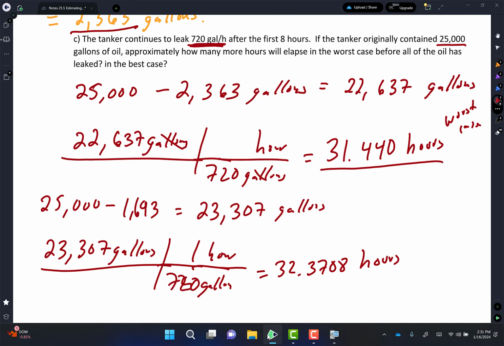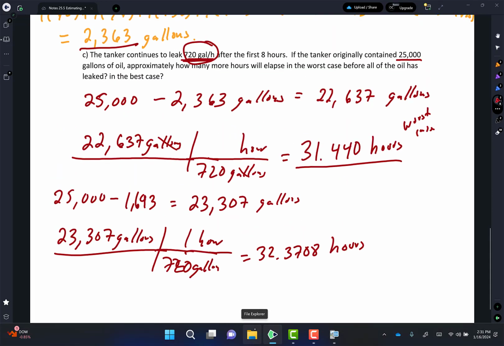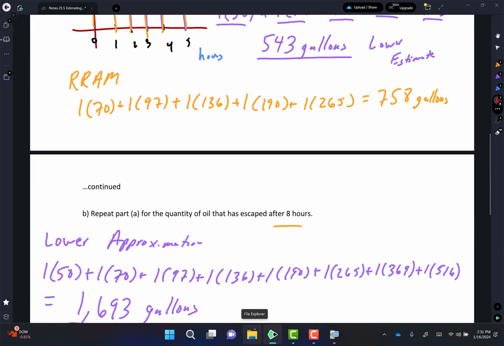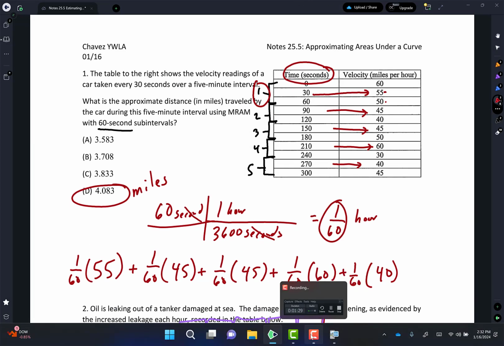So you don't have much time. Regardless of whether you're doing best case or worst case, look how close in time that is. So you're somewhere between 31 and 32 something hours. So if you're the engineer and you know that it's coming out at that rate after 8 hours, like, sir, you have about 30 hours before everything's out of here. So now you can see how this is applicable. Cool or not cool? Very cool.